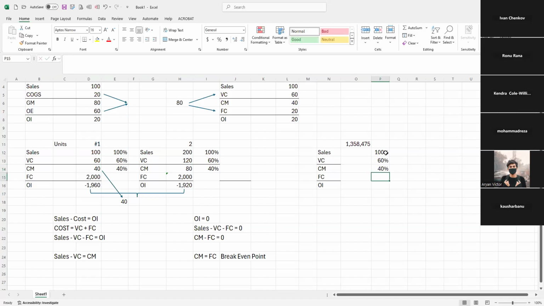Again, now we can get sales minus the variable cost, which gives me the contribution margin. So does this make sense? Regardless of how many units we're selling, our sales are always going to be 100%, variable cost will always be 60%, contribution margin always going to be 40%. So now, once we know this, we know how the variable cost per unit behaves, it always stays the same. And the driver is the number of units. Fixed cost in total stays the same.